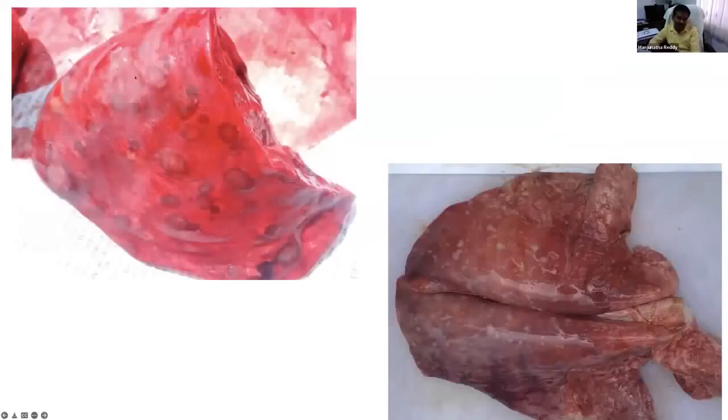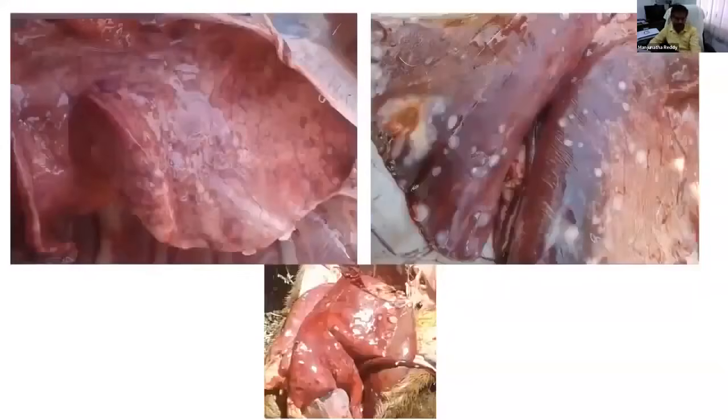The left one, they could conduct the postmortem immediately, and this is the last stage, in the sense that it is already in the putrefaction stage. The animal died way back, but the lesions are very peculiar, and you can easily identify them. This is one more from the other outbreaks, like a pock lesion.